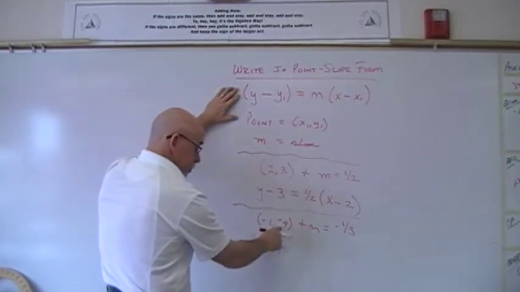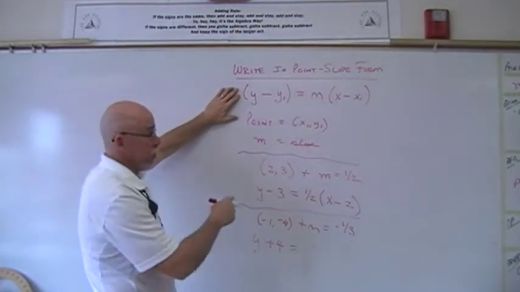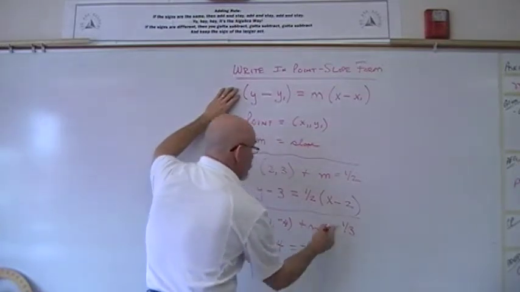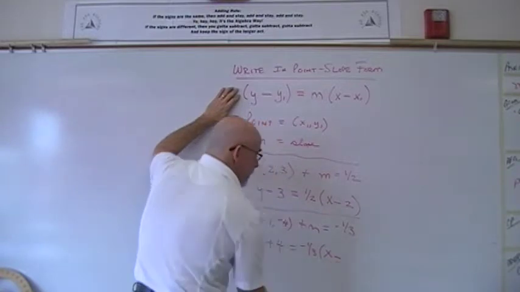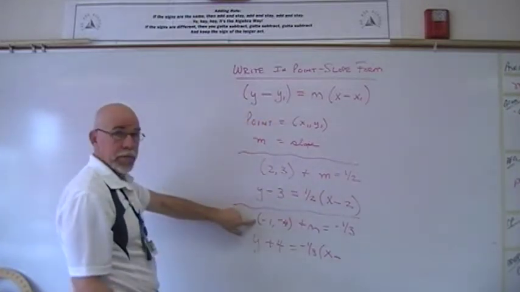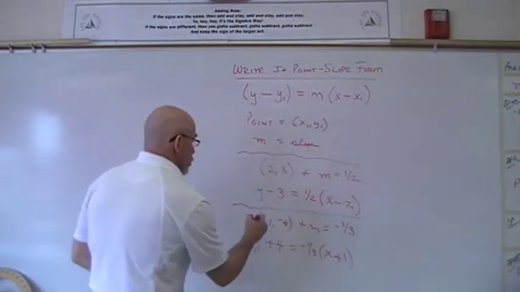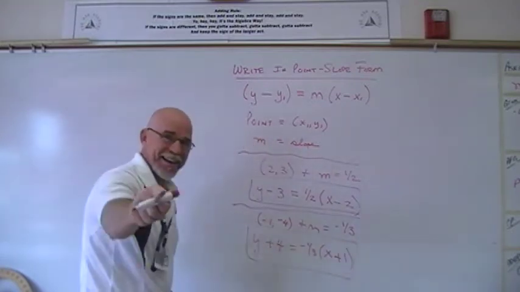So we change the sign of what we're subtracting, using that simple rule that we learned back in pre-algebra. And then the slope again is -1/3, writing that for m. And then we're going to multiply that by x minus, again, what's the x-coordinate? -1. Well, minus the -1 is plus a positive 1. So those are two examples, and that's how we write the equation.